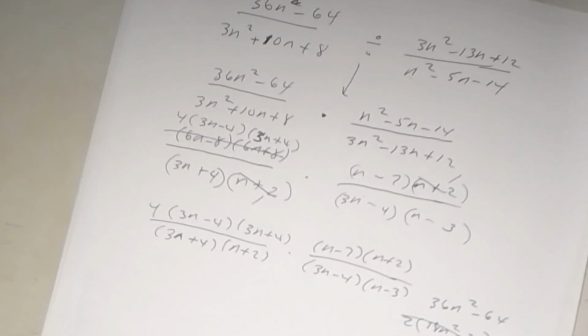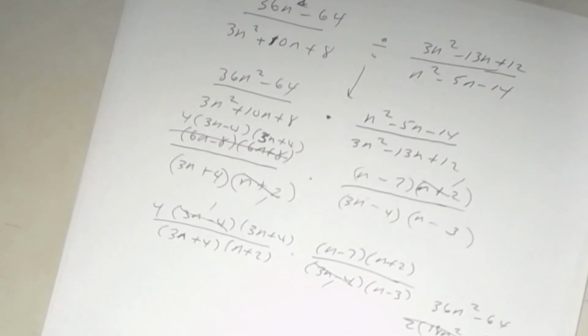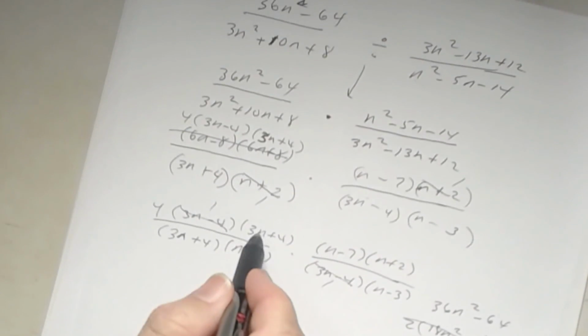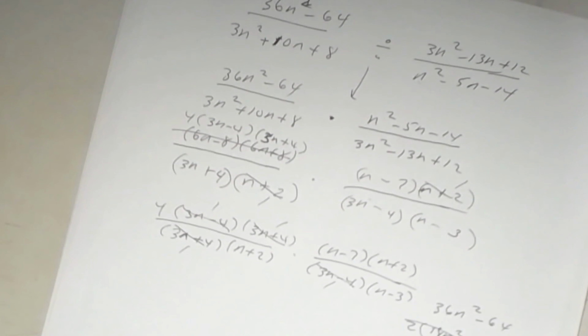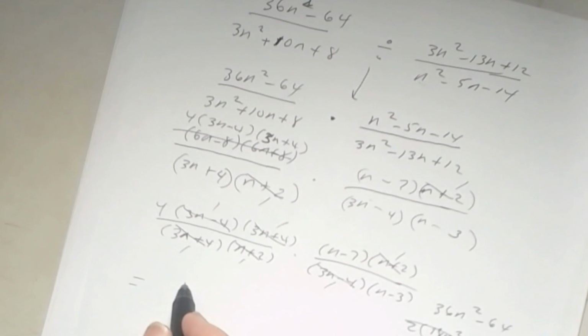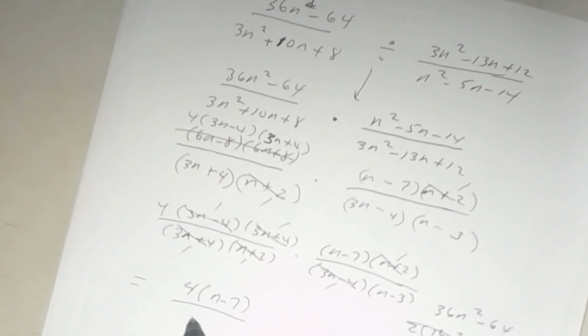All right. Now, the first factor is 4. Can that 4 be reduced to anything down there? No. The next factor is 3n minus 4. Do you have one down there? Yes. Now you see it. The next one is 3n plus 4. Can I reduce that? Yes. Next one's n minus 7. No. Sorry. Next one's n plus 2. Yes. Now you can tell me the correct answer. What's the correct answer? 4 times n minus 7 divided by n minus 3.